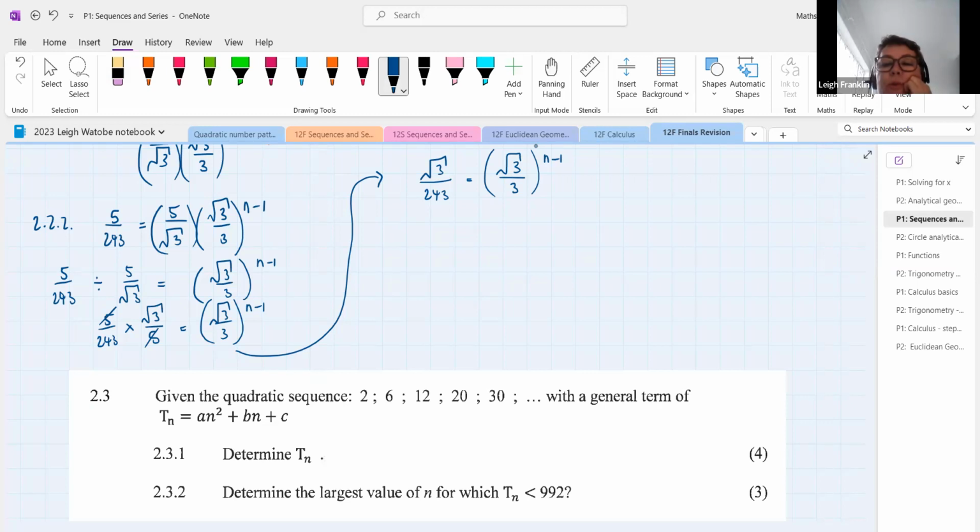We'll do both solutions. So we've got root 3 over, and then 243 you've written as 3 to the power of 5 is equal to root 3 over 3. What did you do next, Lebogang?